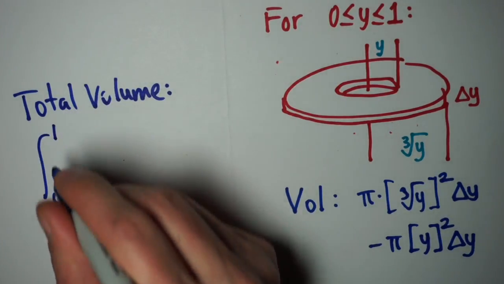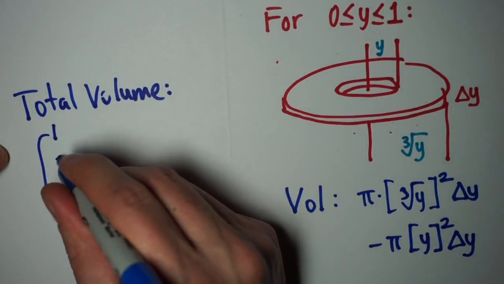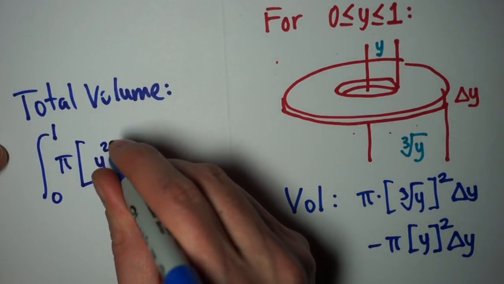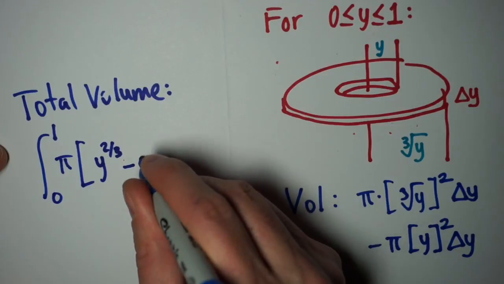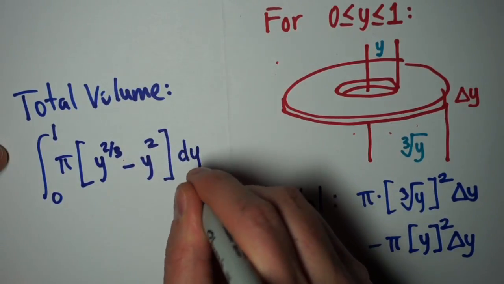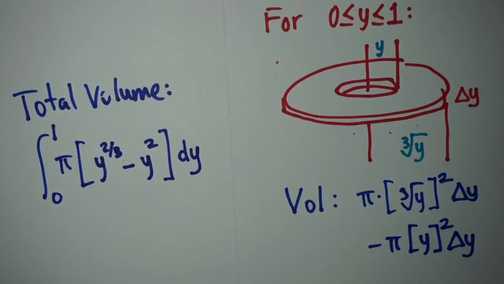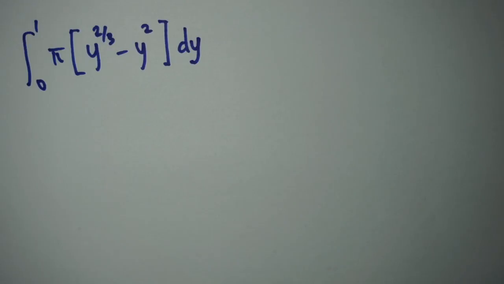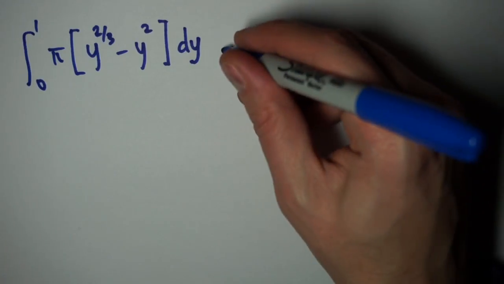It is the integral from 0 to 1, because those are our y values, of pi times y to the 2/3 power minus y squared, all with respect to y. Now we need to compute this integral. And so there's nothing strange going on here. These are just powers of y.